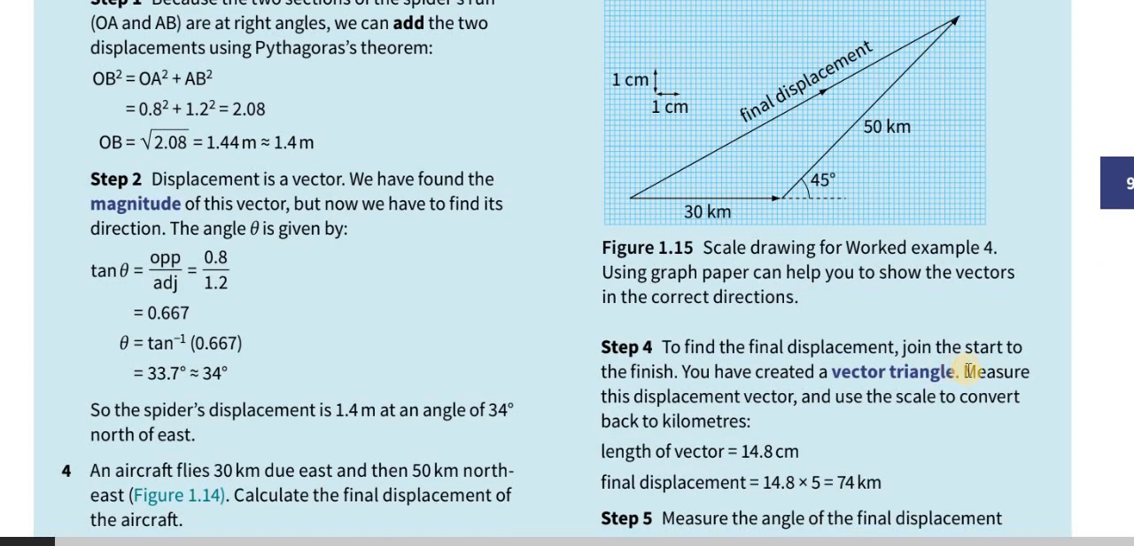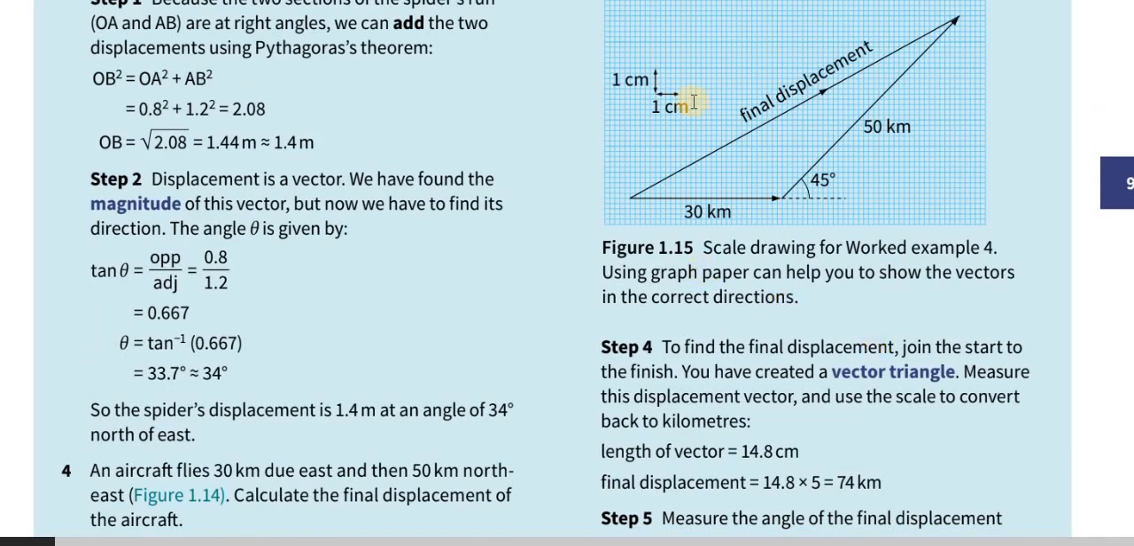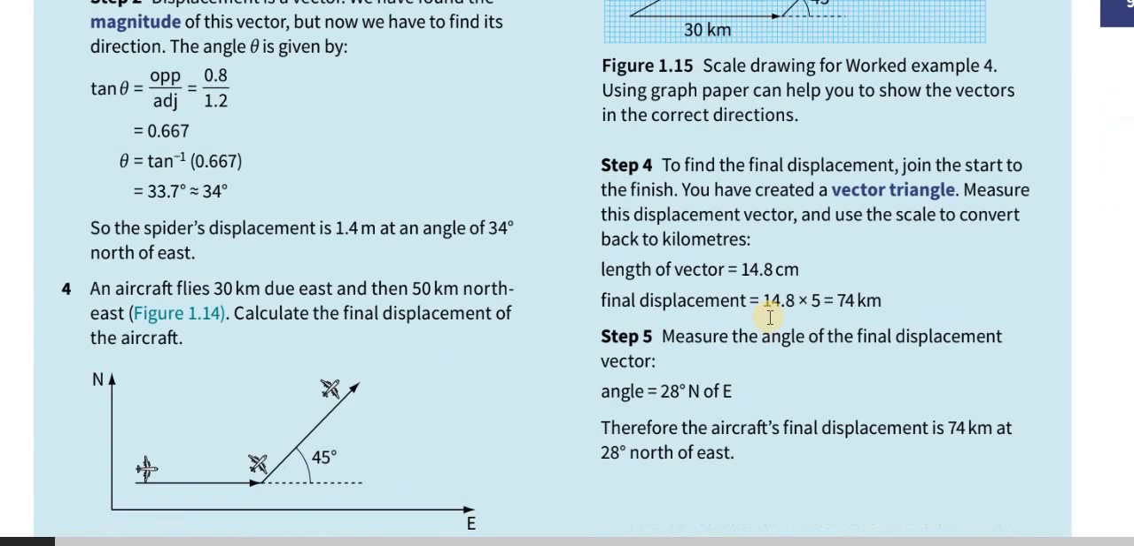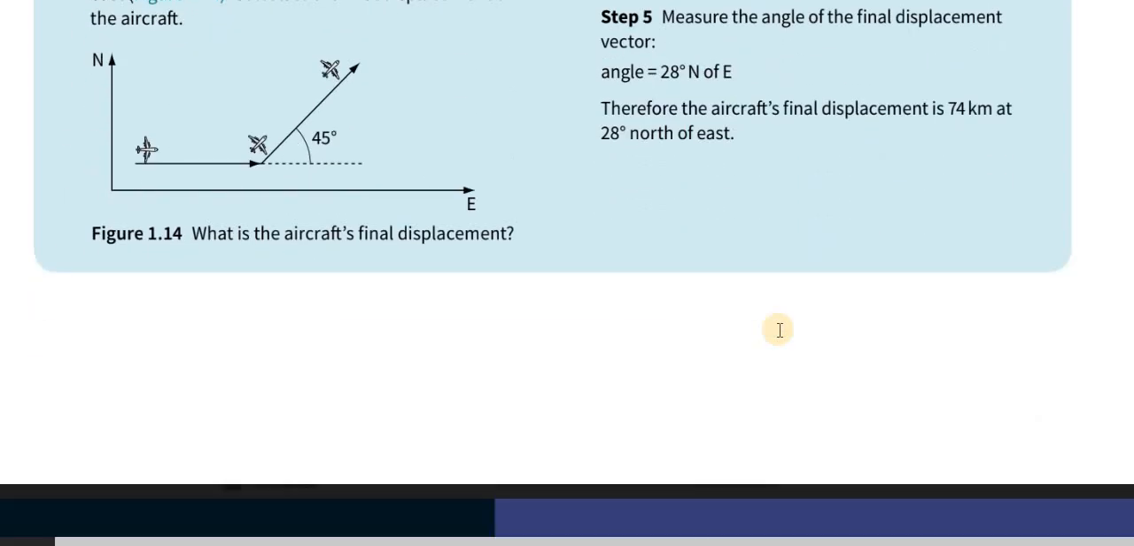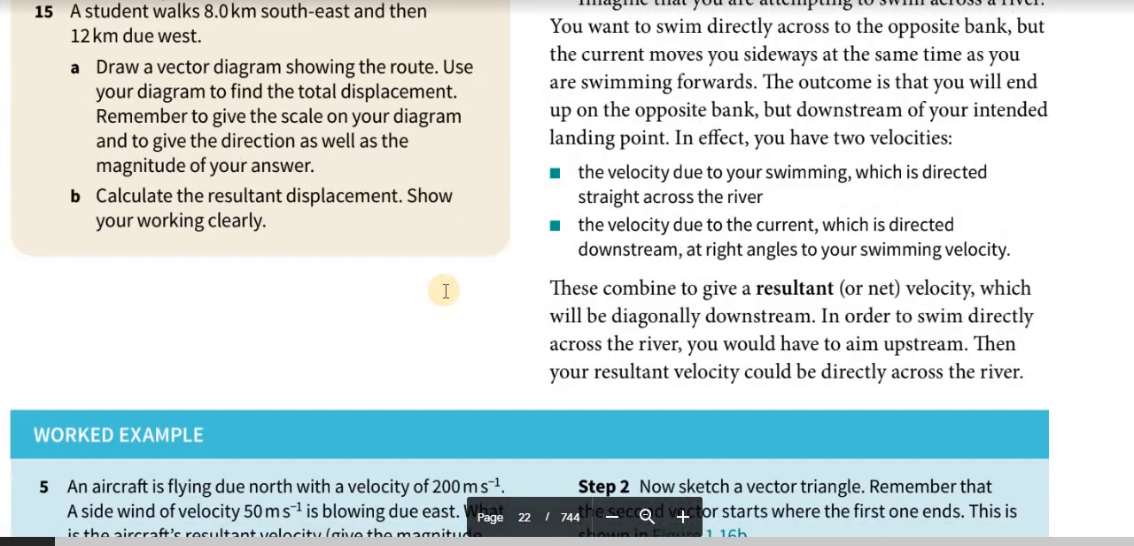So here we have a vector triangle. You can see it's a triangle, and so one method is using scale drawing like this. The other method is using trigonometry. Using trigonometry will give us the exact value. When you do scale drawing, you may not measure it very accurately, so you will get an approximation. But if you do trigonometry, you will get the exact answer. Make sure you do all these questions.